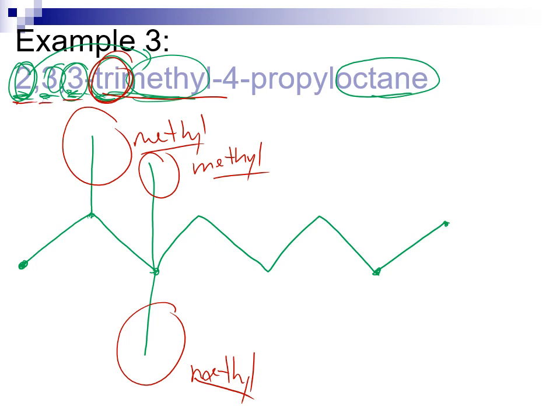Next we have a propyl branch. So that's 3 carbons, and it is on carbon number 4. So I'm going to count in 1, 2, 3. I know that this is carbon number 4, and I'm going to draw a propyl branch. I'm kind of running out of space here. Let's clear this up a bit.